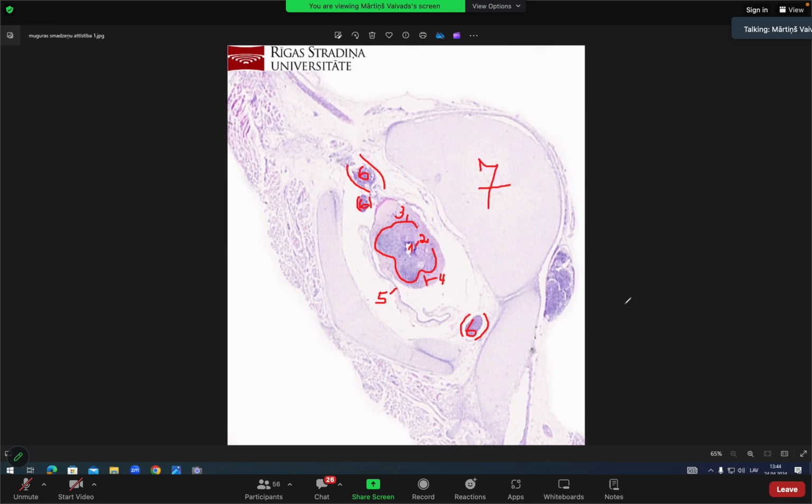Any ideas what is number 7? You should recognize this. What is this? Developing vertebral body. Correct. So developing vertebral body. Good.